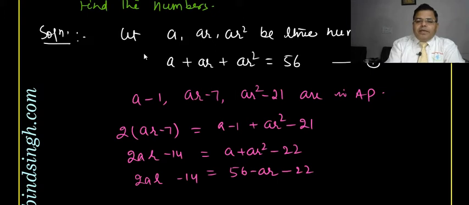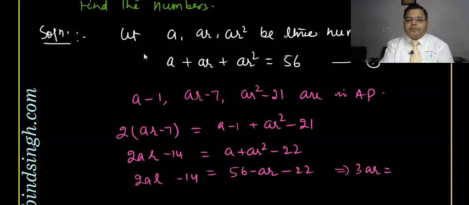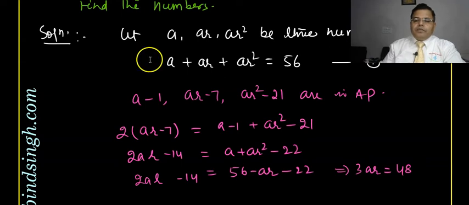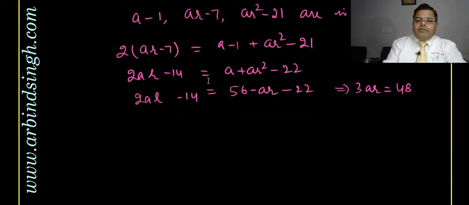So that will be, AR will come this side. This will be 3AR is equal to 56 plus 14. 56 plus 14 is 70. Right? Now 70 minus 22 is 48. So therefore, AR is equal to 16. Therefore, AR is 16. So here, A can be written as 16 by R. And therefore, A is equal to 16 by R.